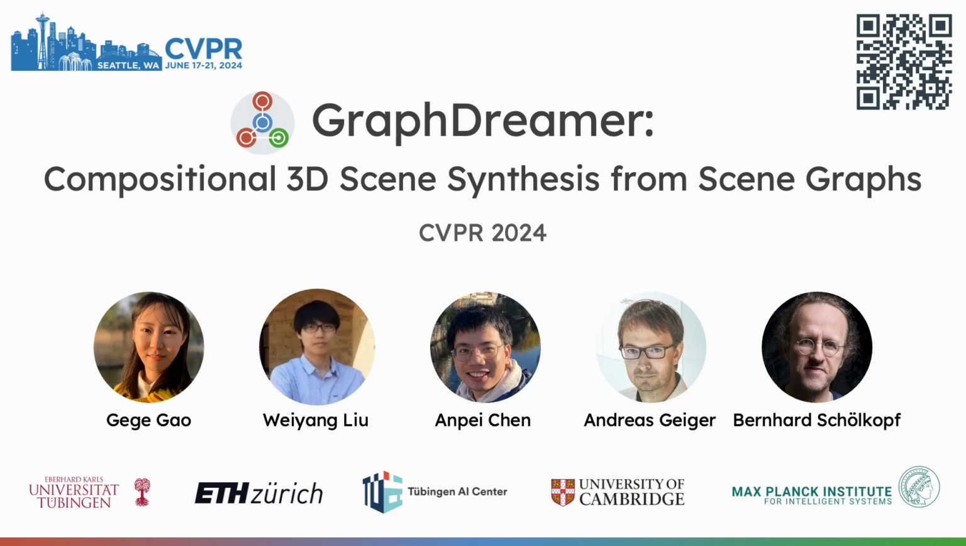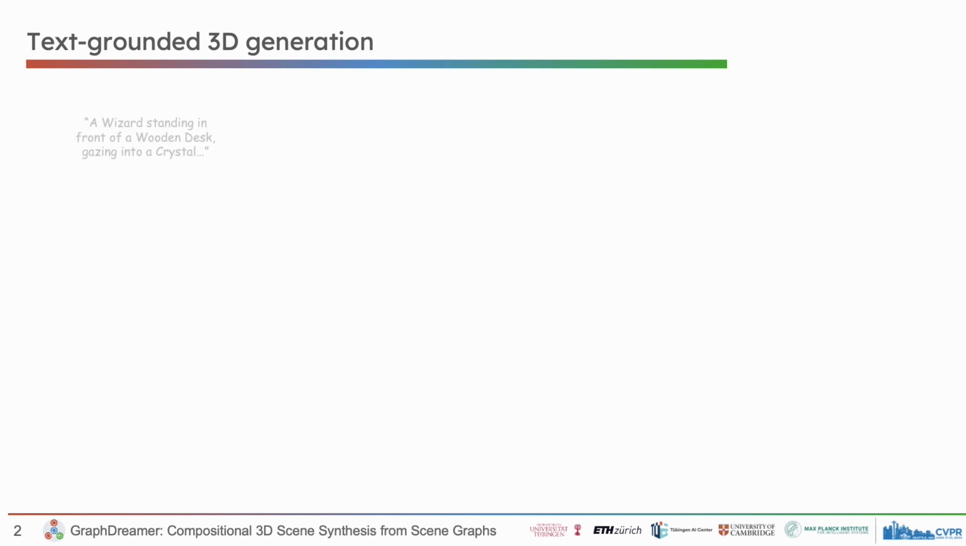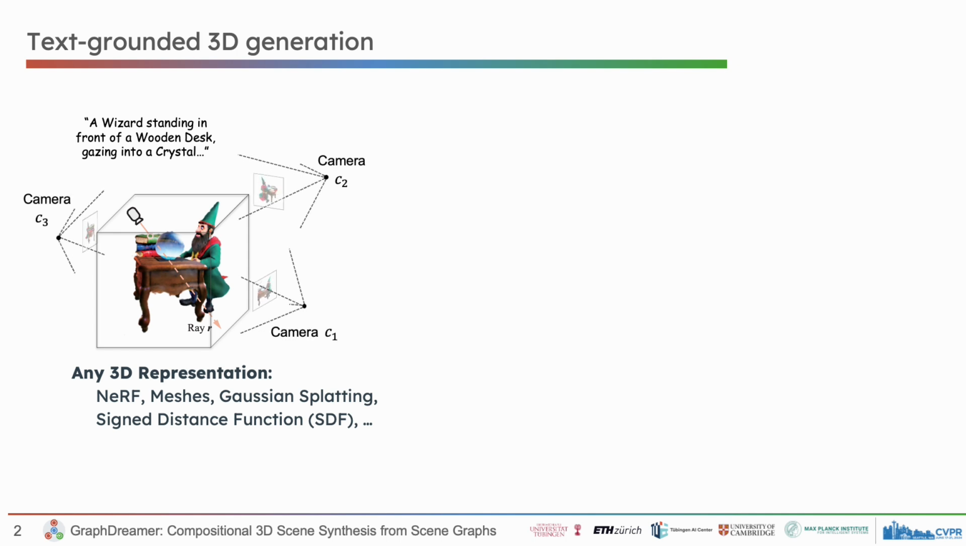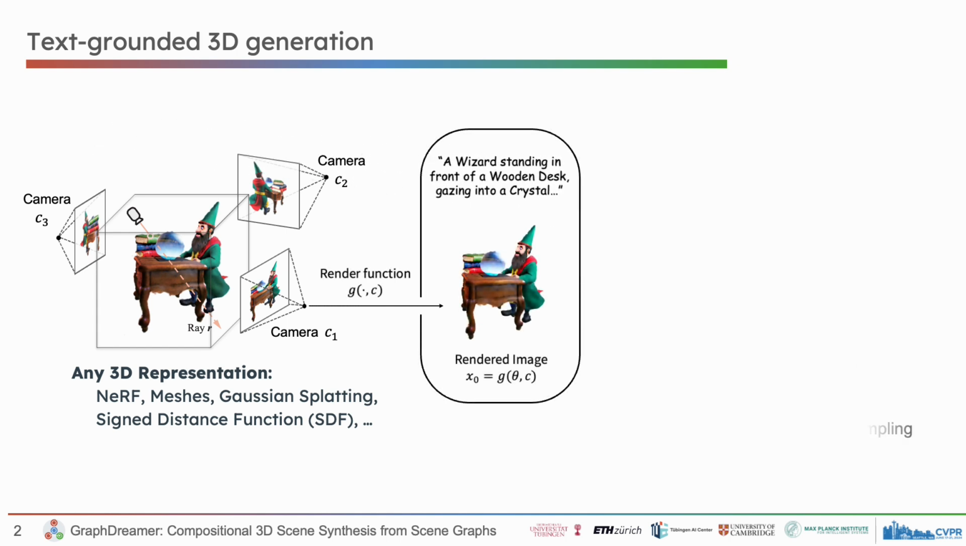We present GraphDreamer, compositional 3D scene synthesis from scene graphs. Consider the task of text-grounded 3D generation with text-to-image diffusion models. To repurpose an image diffusion model for 3D, one can optimize randomly sampled 2D views of a 3D object so that these views match the input text description.